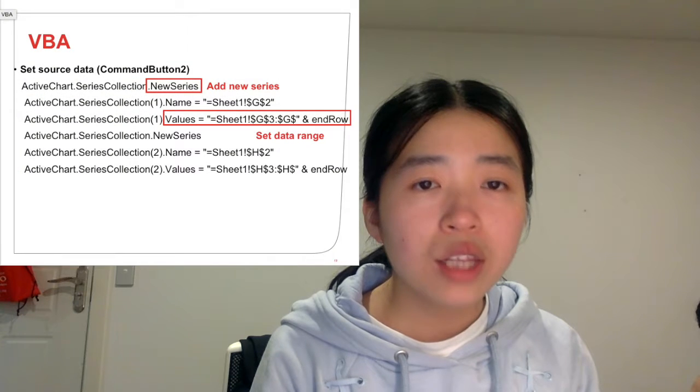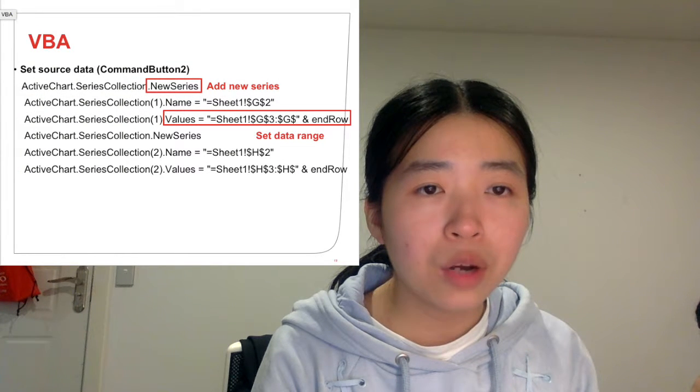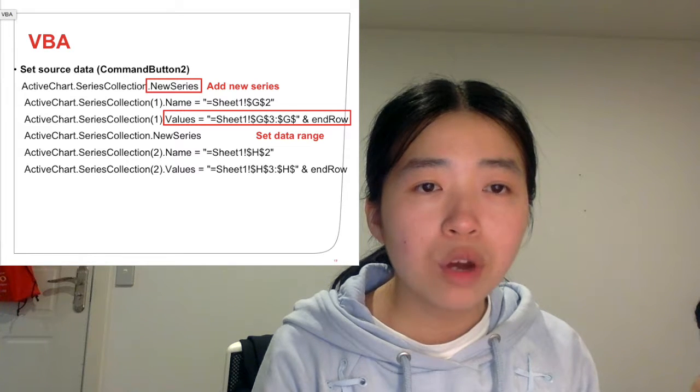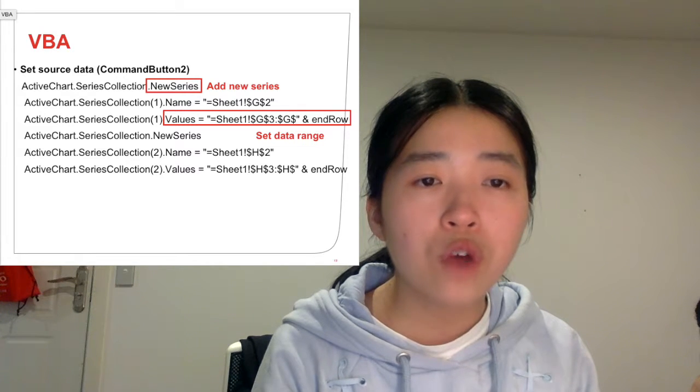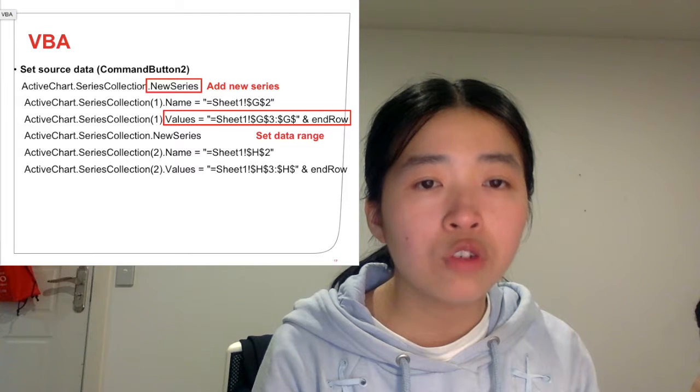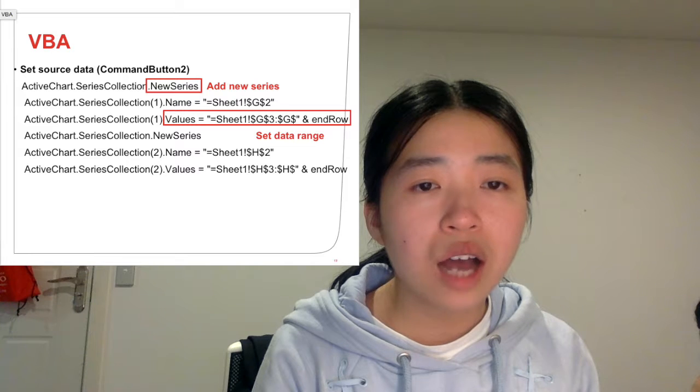I'm Kelly. I will introduce how to use VBA to create charts. First, we need to set the code. To complete the process of drawing a line chart, take Command button 2 as an example. The new series is added to the active chart. The name of certain is G2 and the values of certain data is the row from G3 to the end row of G. Similarly, the uncertain's name is H2 and the uncertain's value is from the row of H3 to the end row of H.